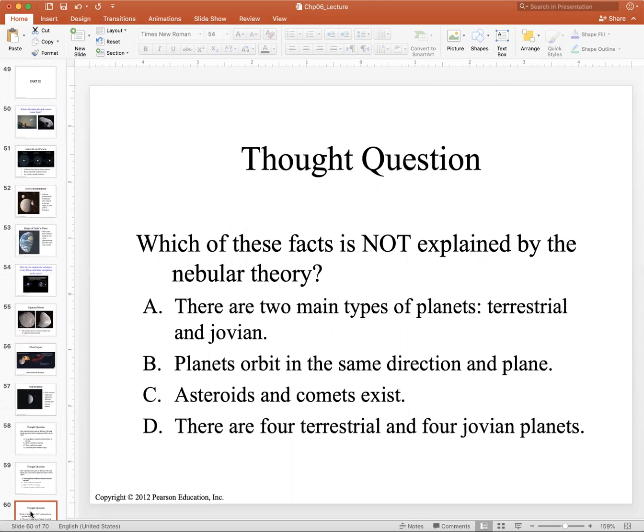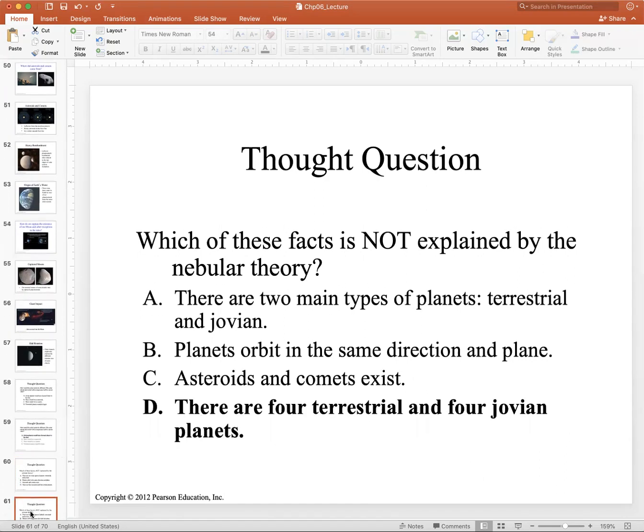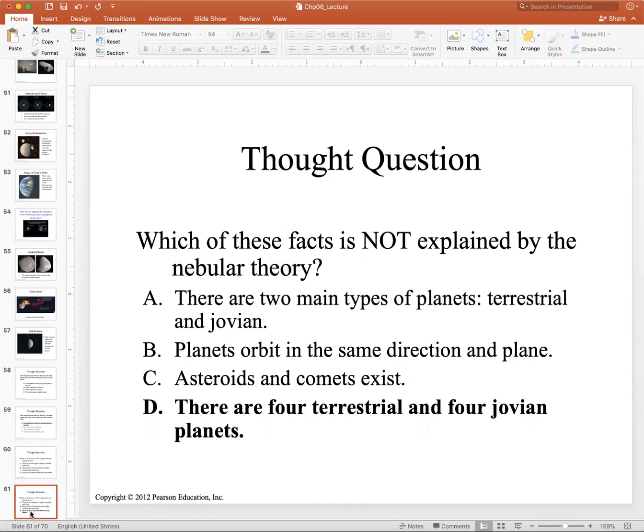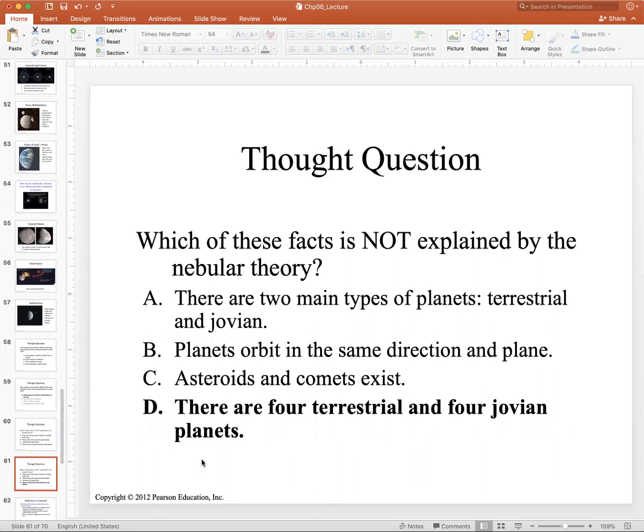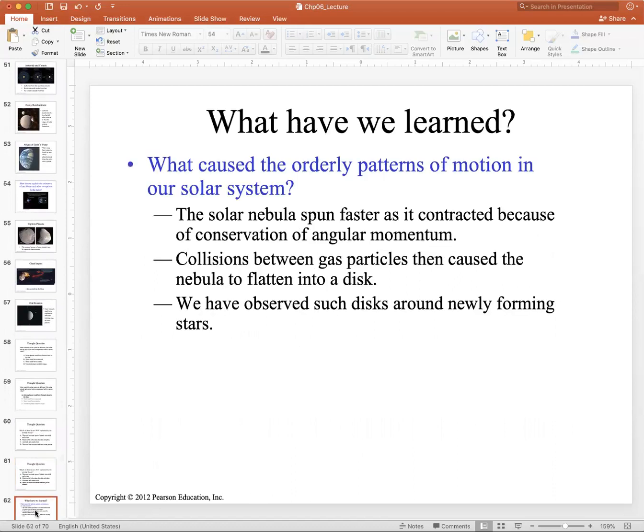Another thought question. Which of these facts is not explained by nebular theory? A, there are two main types of planets, terrestrial and Jovian. B, planets orbit in the same direction and plane. C, asteroids and comets exist. D, there are 4 terrestrial and 4 Jovian planets. The answer is D. We don't really know why we have 4 terrestrial planets and 4 Jovian planets. That is unexplainable with this theory.